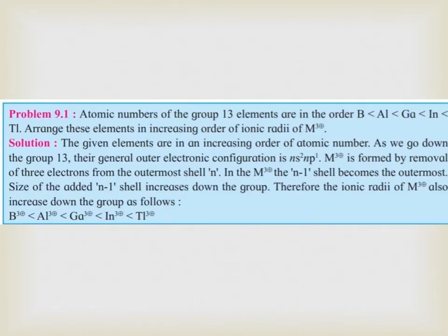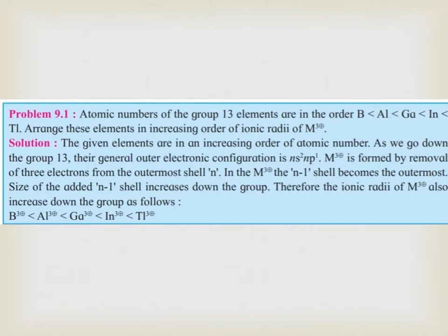There is a problem given on page 123 of your chemistry textbook. Let us solve this problem. The atomic numbers of the group 13 elements are in the order boron, aluminium, gallium, indium, thallium. Arrange these elements in increasing order of ionic radii of the M3+ ion.